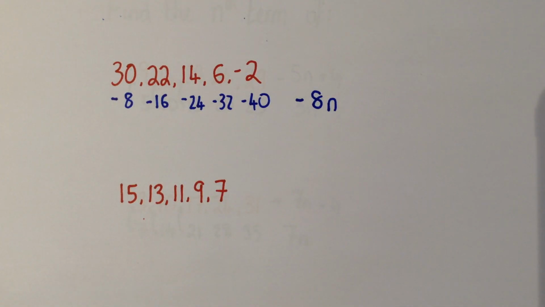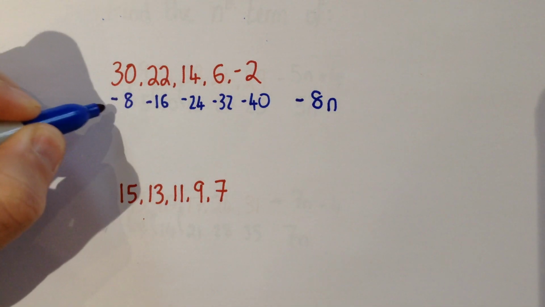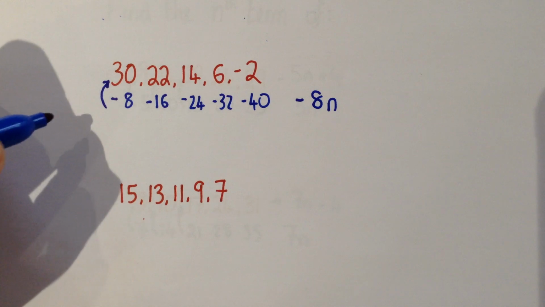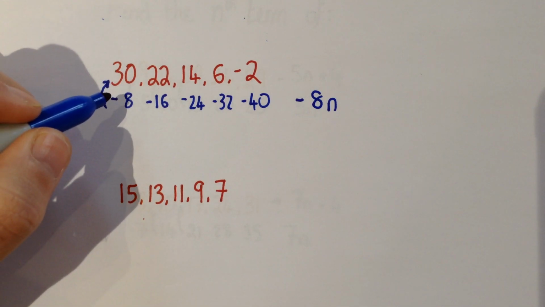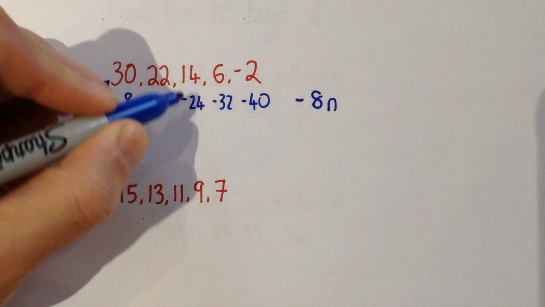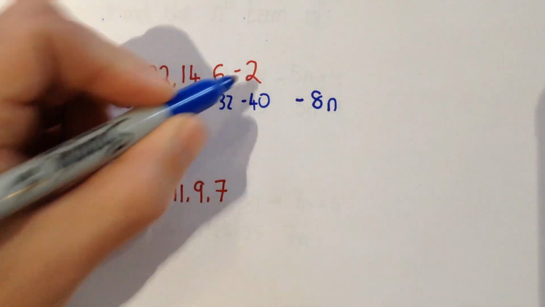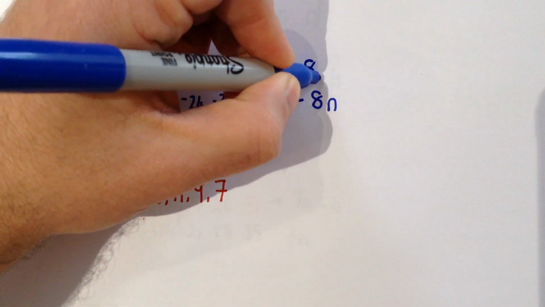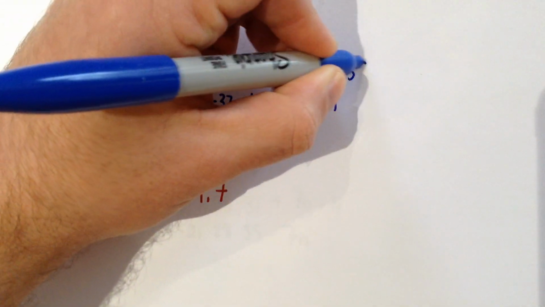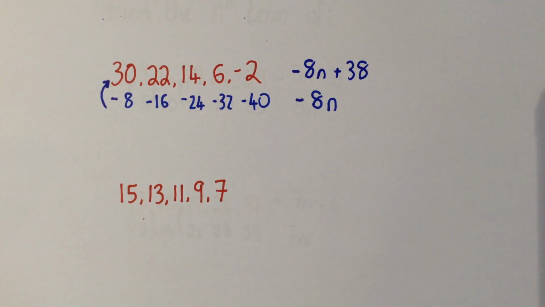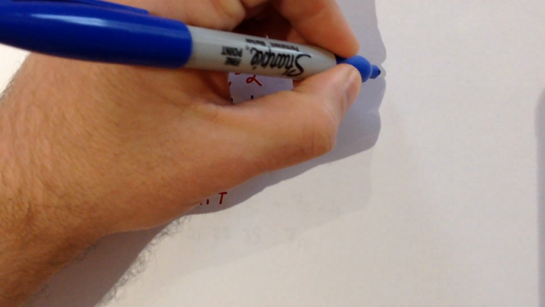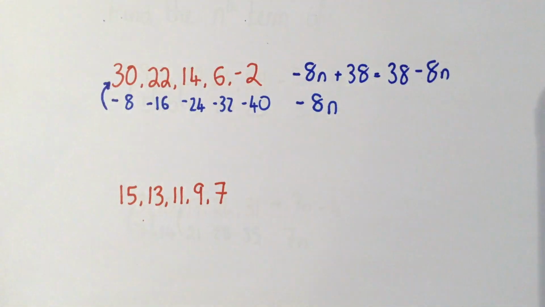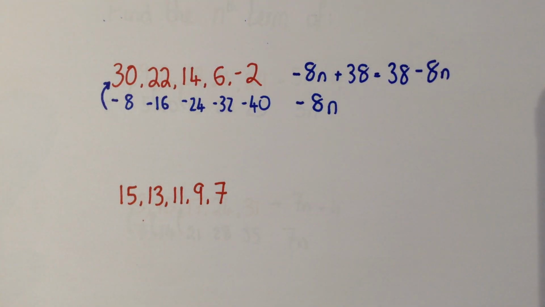We do the same thing again. How would I get from minus 8 up to 30? Well, to get from minus 8 up to 30, I'd have to add 38 each time. Same goes for each of the other numbers in the sequence. So we would say minus 8n plus 38. Now that sequence can actually also be written as 38 minus 8n. It's a choice of preference as to which one you want to write down.